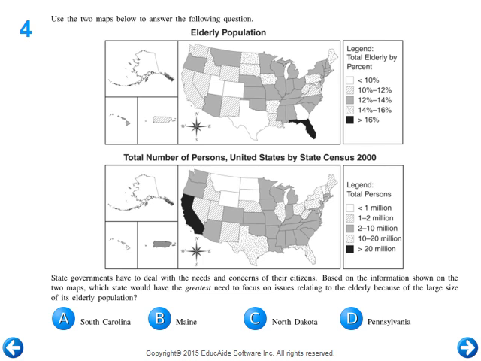Now let's scroll down and take a look at the lower map. Pennsylvania's got a population of roughly, oh, I'm sorry, no, in that 10 to 20 million range. North Dakota has a population of less than a million. And Maine has a population in the 1 to 2 million range. Let's see what they say. It's actually going to be D, Pennsylvania. It's not even a percentage. They just have a higher number of overall elderly to deal with.